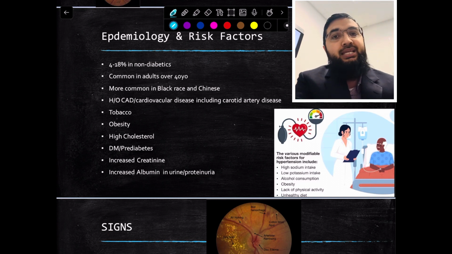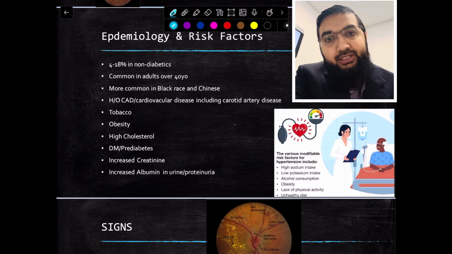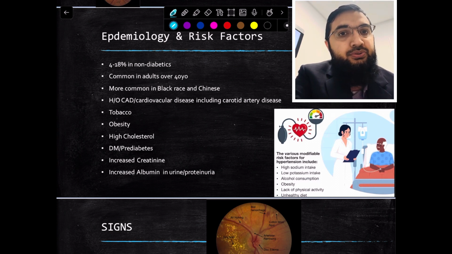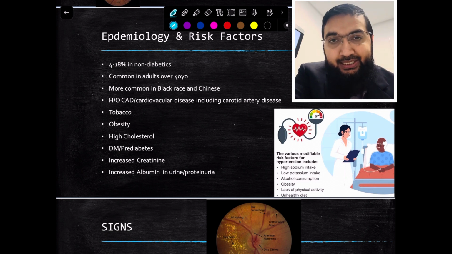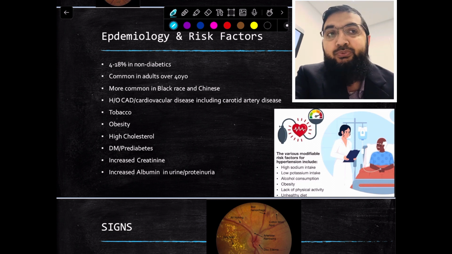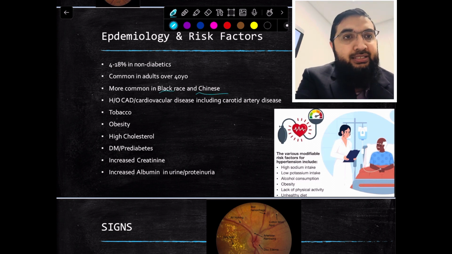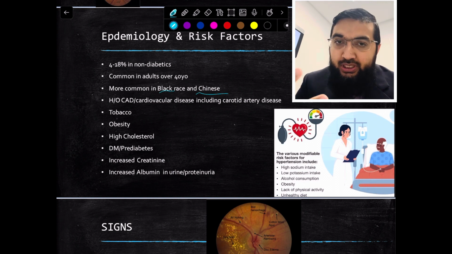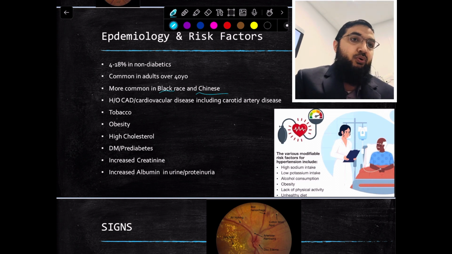The epidemiology and the risk factors are important to consider in this regard, because you need to know what you can do about it. The thing is, 4 to 8% of this hypertensive retinopathy happens in non-diabetics. So diabetes in itself can make it even worse than that. That's a very important point that you need to keep in mind. It is common in adults above 40 years of age, and common in the Black race, unfortunately, and Chinese. Those are the two races where it is more common.